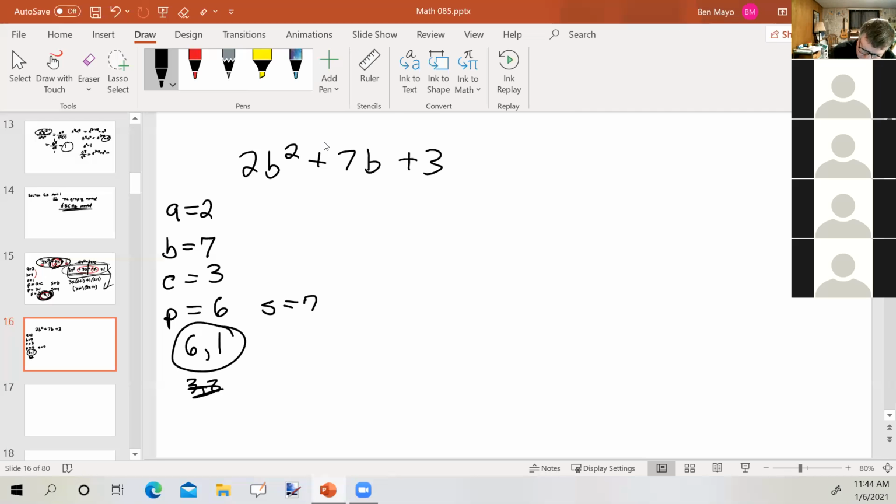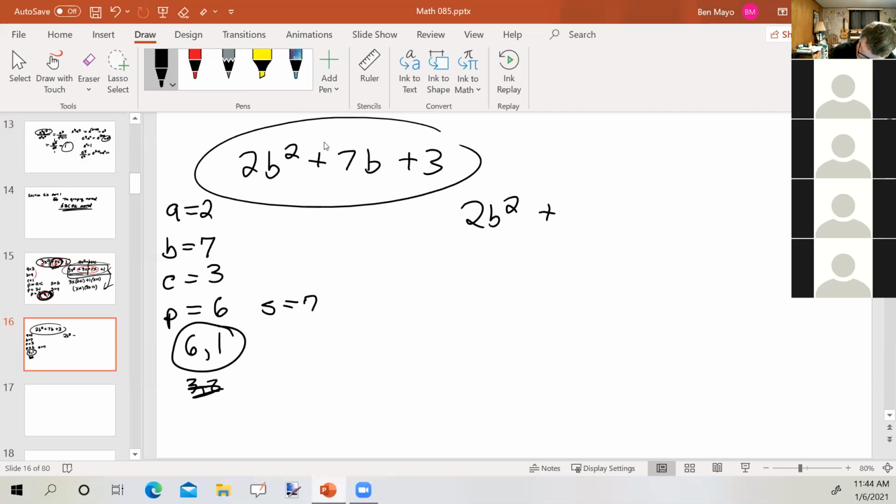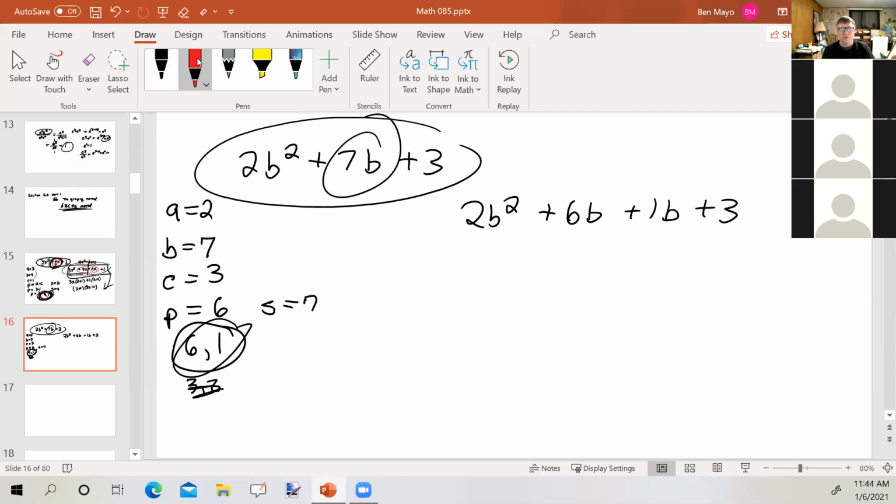So now I'm going to take this and split it up. 2b squared plus 6b plus 1b plus 3. So again, I use those to split that middle term. Any questions?